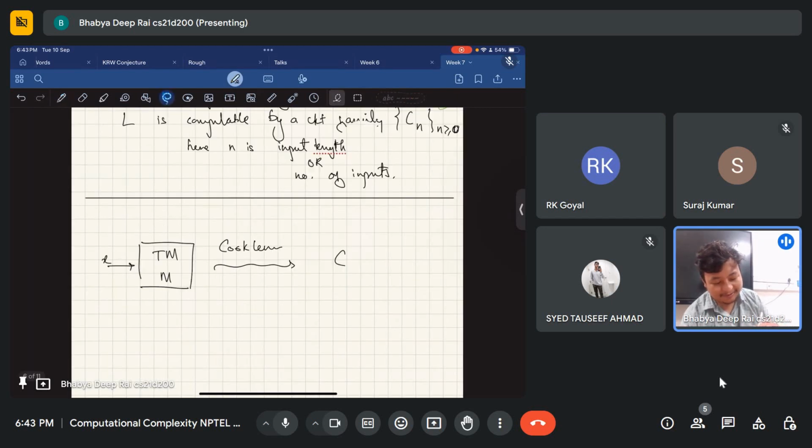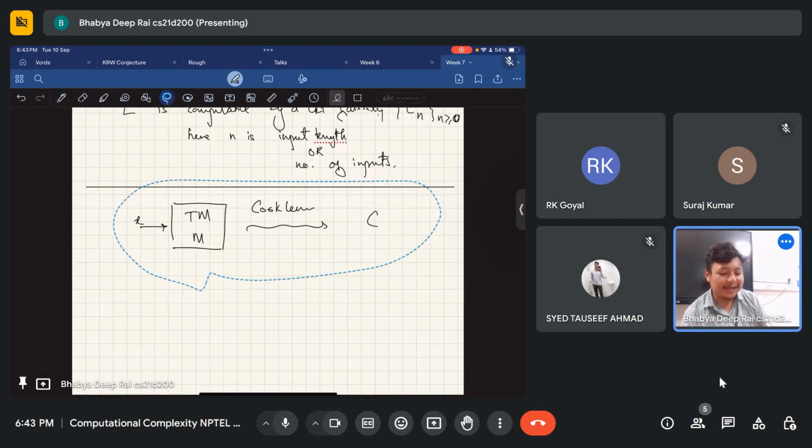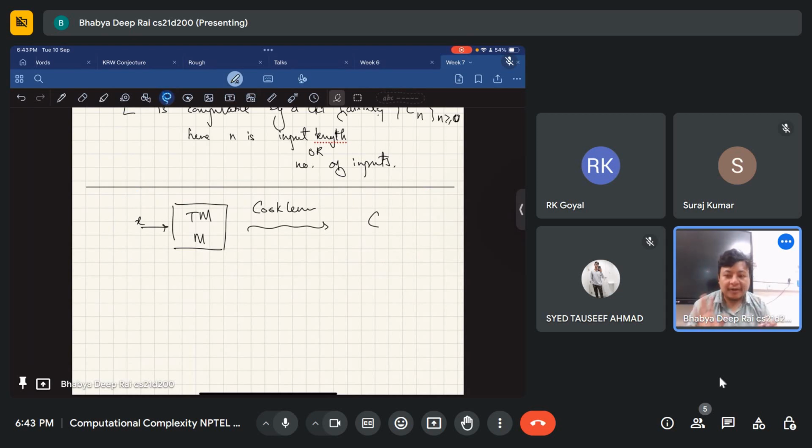So now that we have this, here are some nice observations. You have Turing machine M. Cook-Levin was used to show that you can convert the Turing machine into a formula, and checking whether the Turing machine has a satisfying assignment is as good as checking whether the Turing machine has an accepting path. SAT is the exact problem of checking whether the circuit is satisfiable or not.